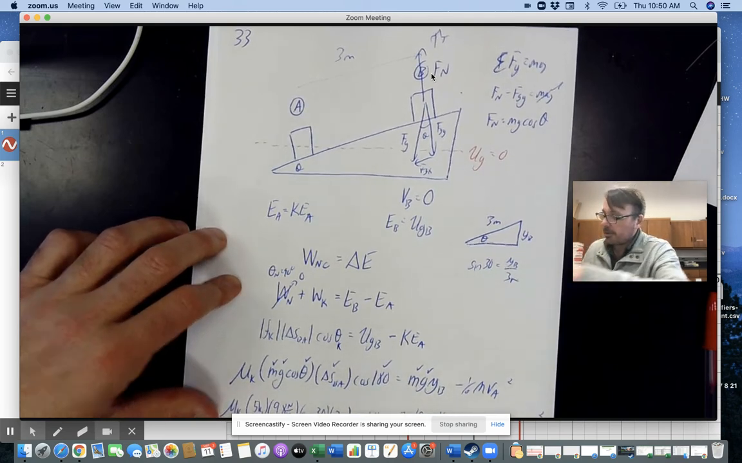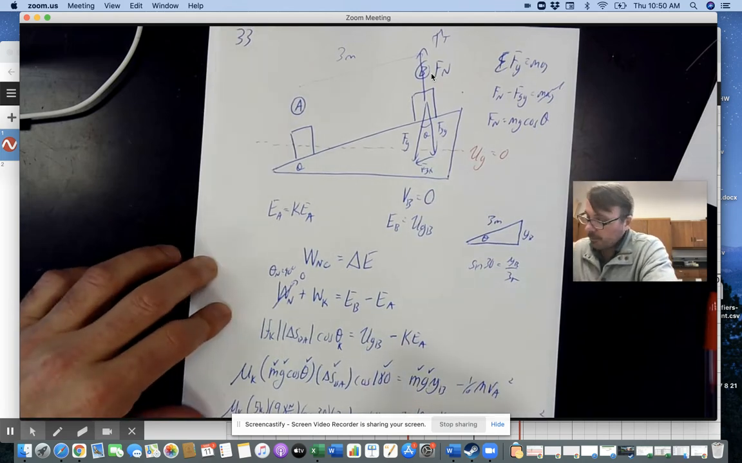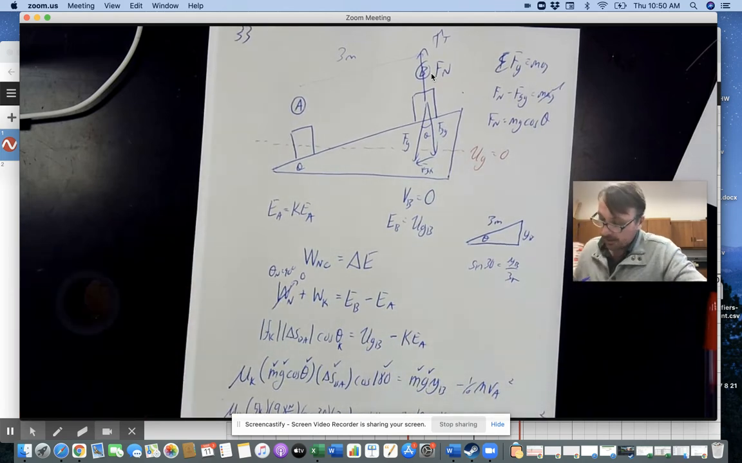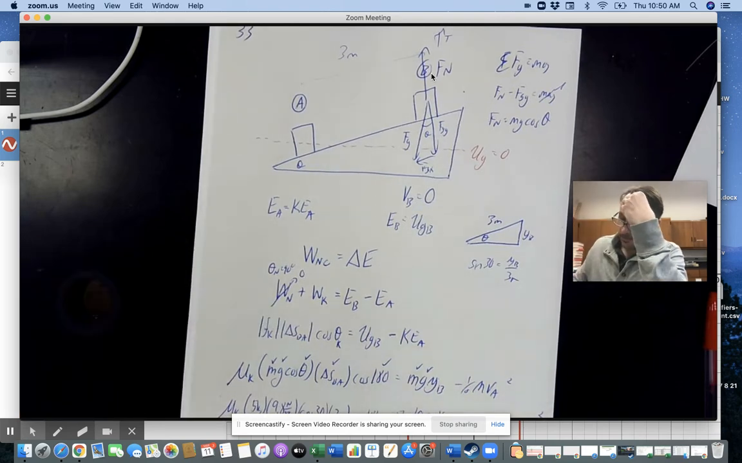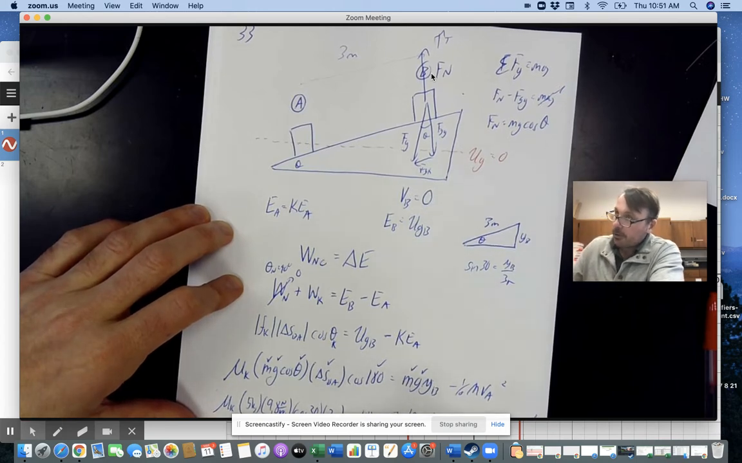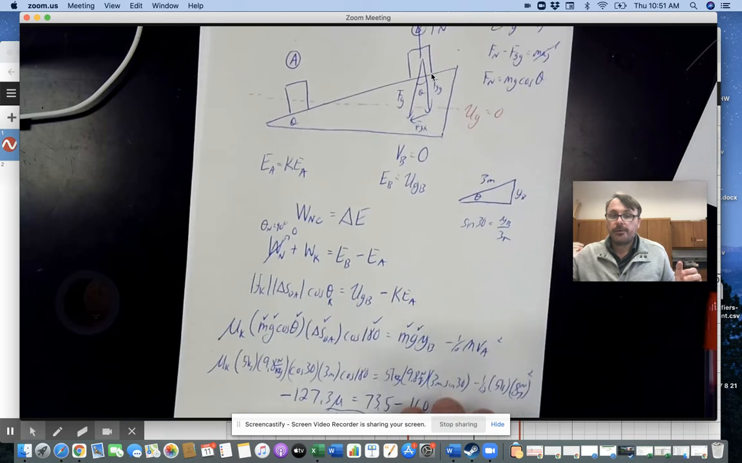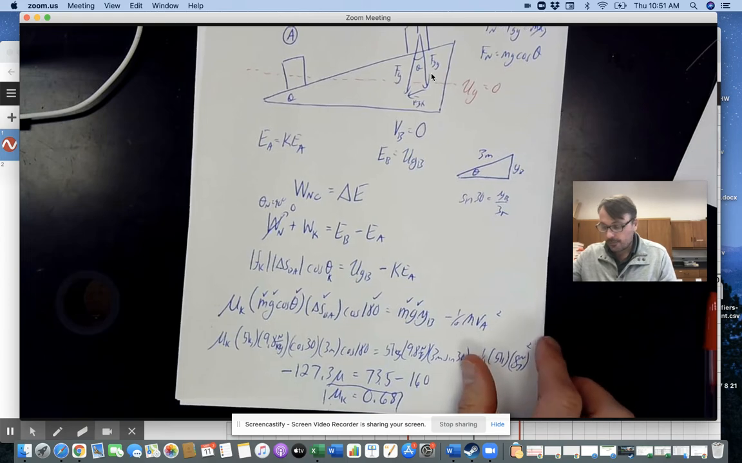127.3 mu, just to do a little internal work because I have my bad calculator here. 73.5 minus, okay, 160. And when you do that, you get that it is equal to 0.68, and there you have it. We can go back and do all the other pieces if you'd so like, but that is the final answer from that problem.